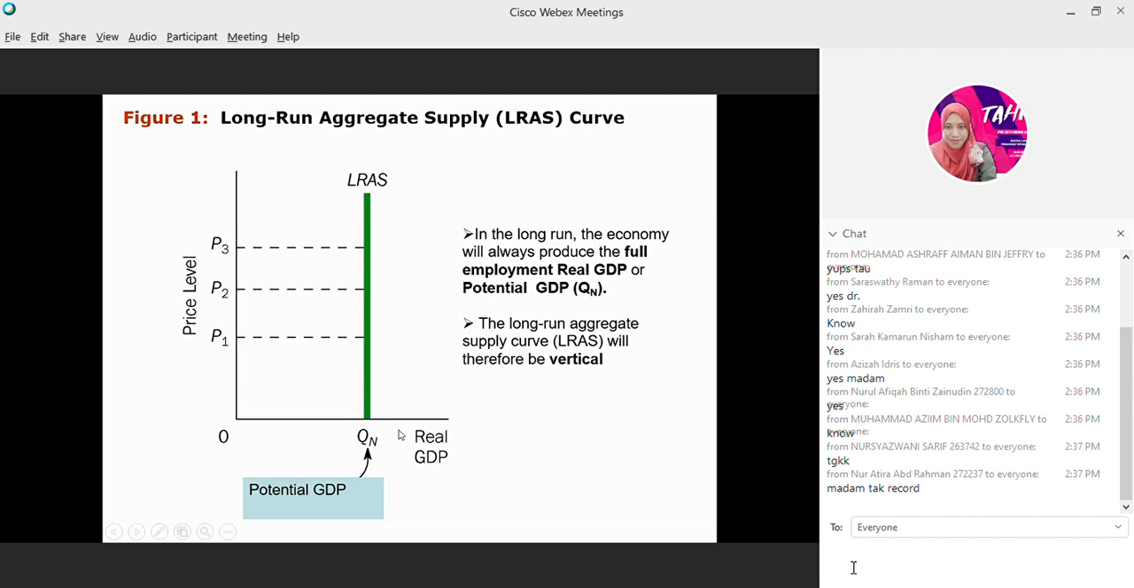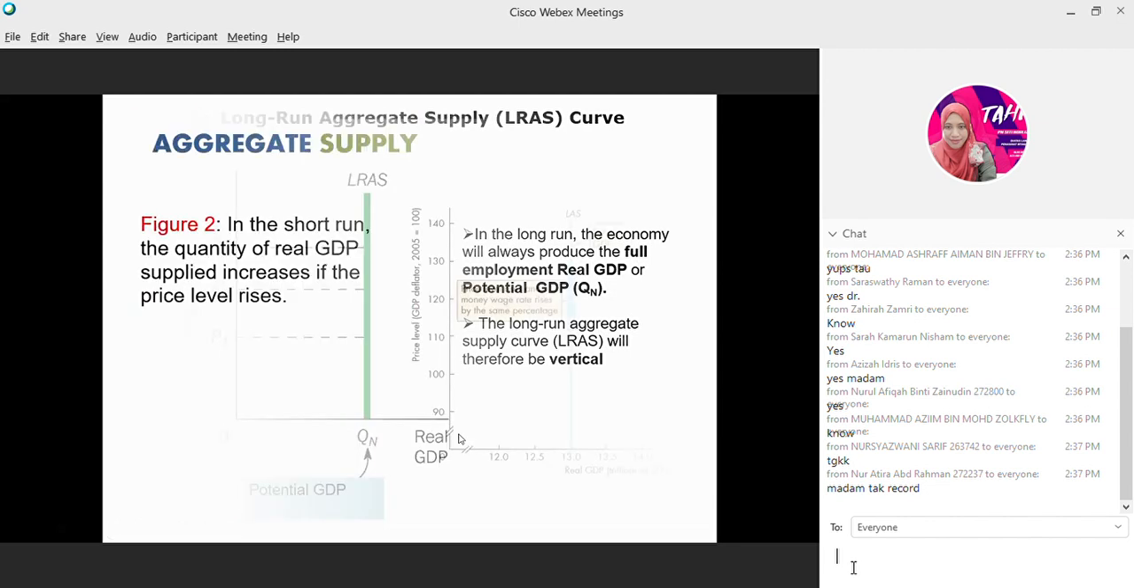So this is what we call potential GDP. If our economy reaches here, it means we utilize all resources, including human resources. That is full employment, and potential GDP. There is no real GDP over here; this is a mistake. The potential GDP is what we aim our economy to be. So this is the long run.